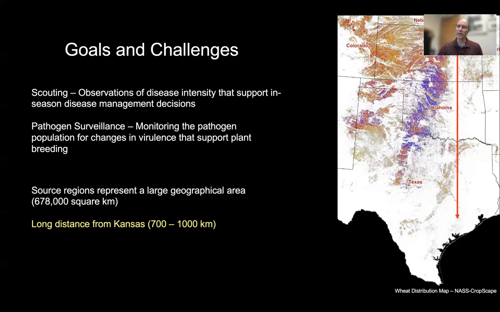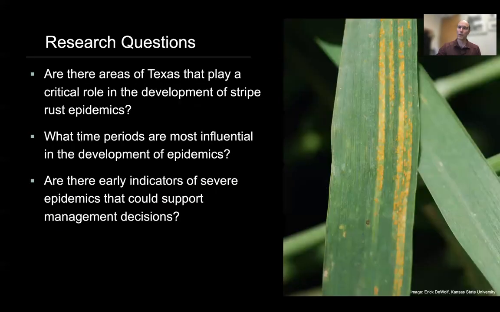We might only be able to make 1 or 2 trips into this particular area, or we would need to work with colleagues already located in Texas. But even that said, they would greatly appreciate or benefit from strategies that would help them refine where and when they look for these different diseases. So let me put this in terms of different research questions. Are there particular areas of Texas that play a critical role within the development of these striped rust epidemics within this area?